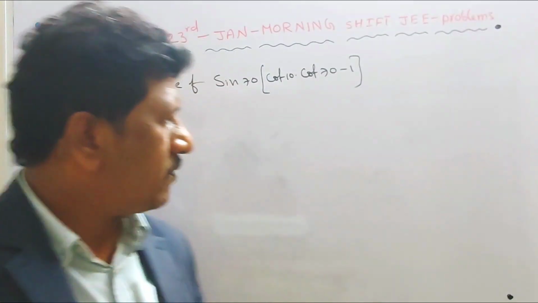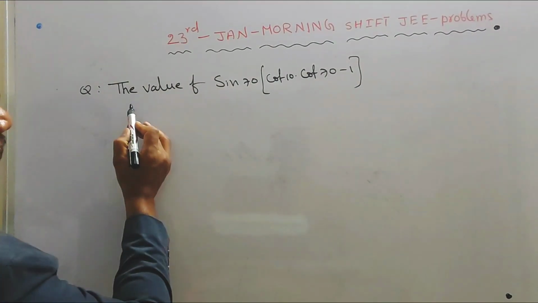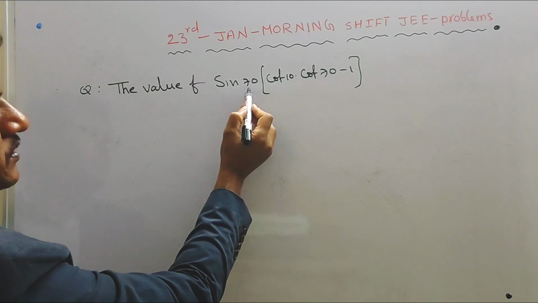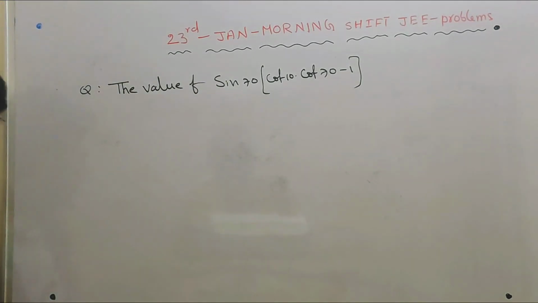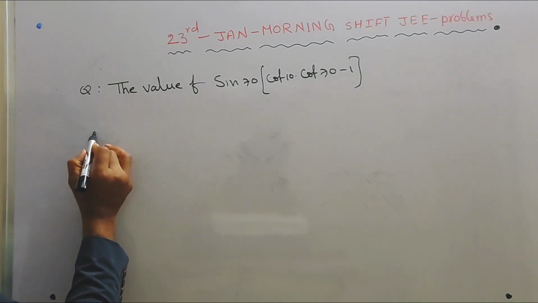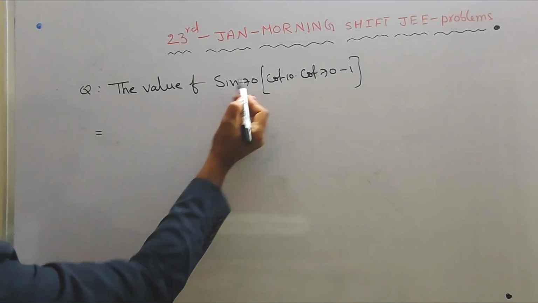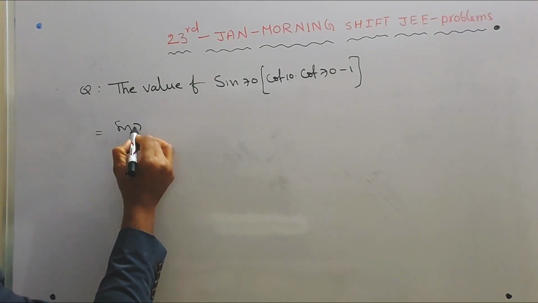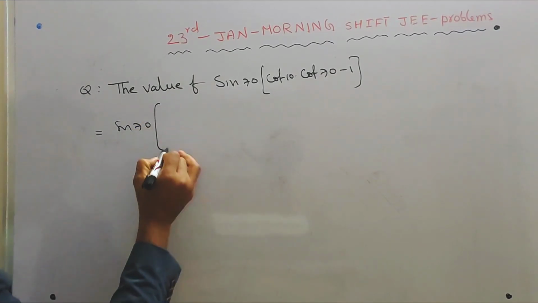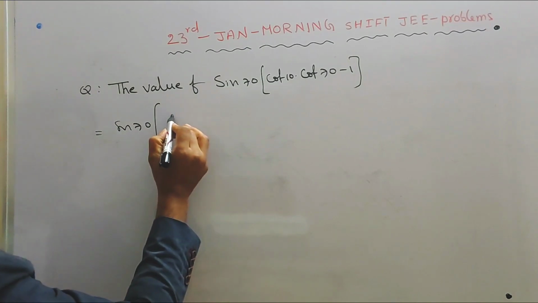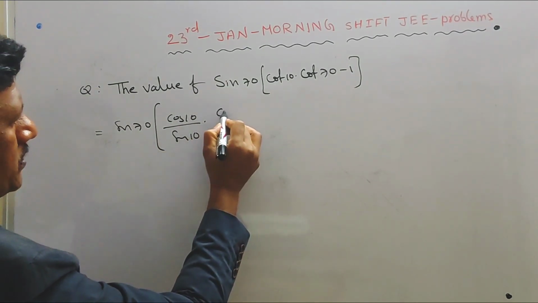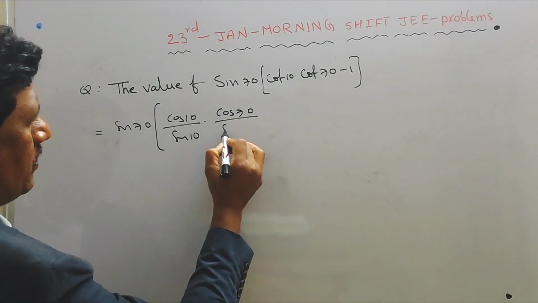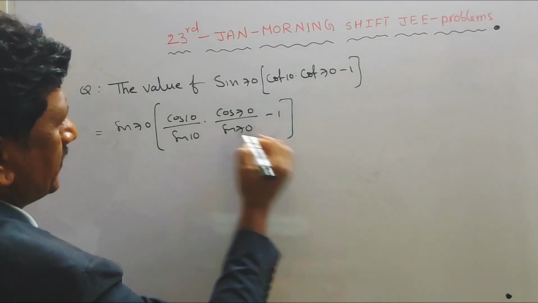Now one more question, students. Find the value of sine 70 into (cot 10 cot 70 minus 1). This is the question from trigonometry. Okay, students. So here what is the given condition? Sine 70 can be written as sine 70 into, write the cot 10 as cos 10 by sine 10 into, this is here cos 70 by sine 70 minus 1. Like that we can write.